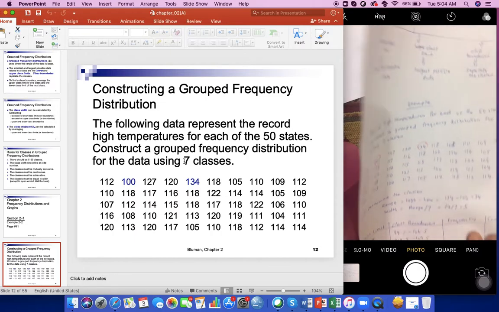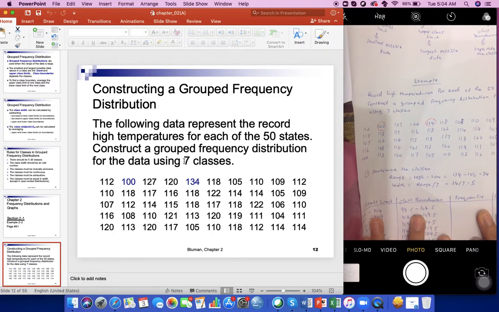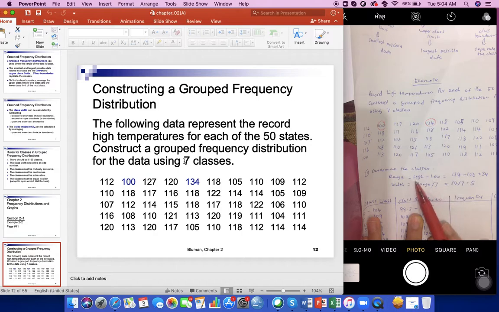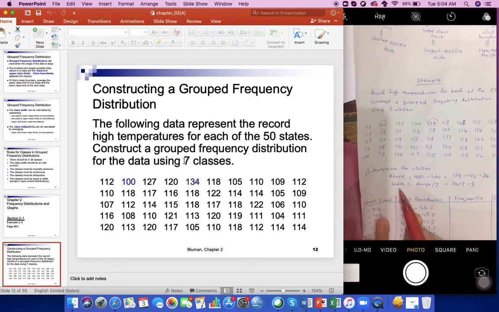Okay. So the first step is you need to determine the classes. How to determine the classes? Using the formula range equals high minus low. So high here is 134 minus 100, and we will get 34. Once you get 34, find the width. So width is equal to range over 7, where 7 comes from the requirement to construct a group frequency distribution using 7 classes. So 34 divided by 7, we will get 5.